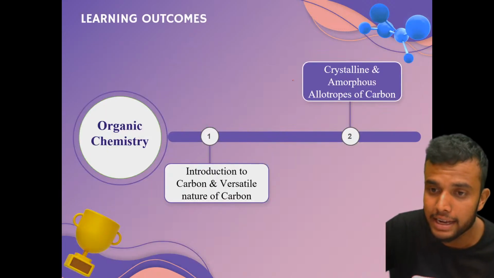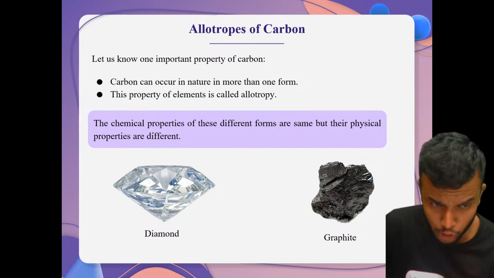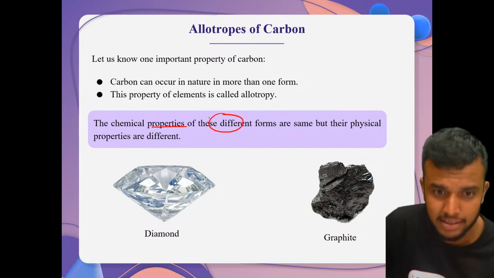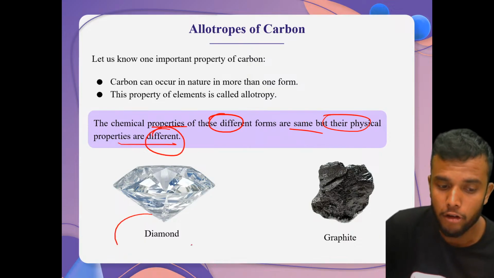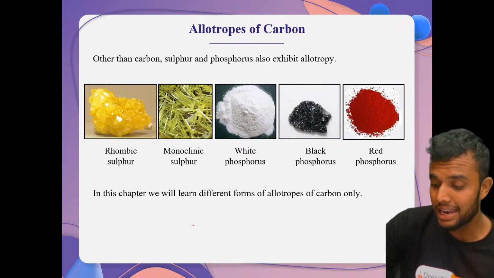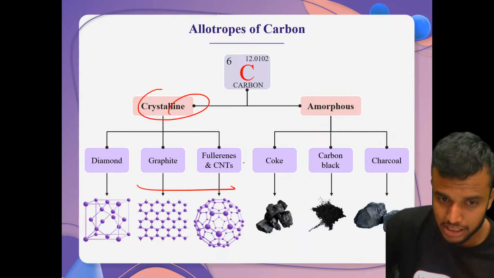Next, let's move to the crystalline and amorphous nature of allotropes. Allotropes have the same chemical property but different physical properties in their different forms. For example, diamond and graphite. Let's learn which are entirely crystalline; these are crystalline examples, and amorphous ones too. In this class, we discuss both.